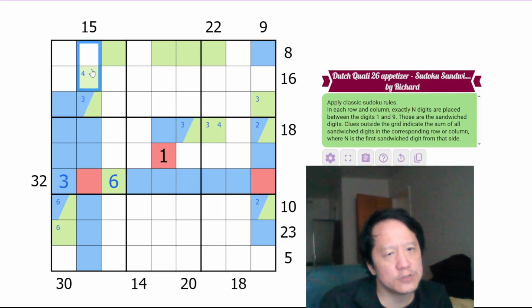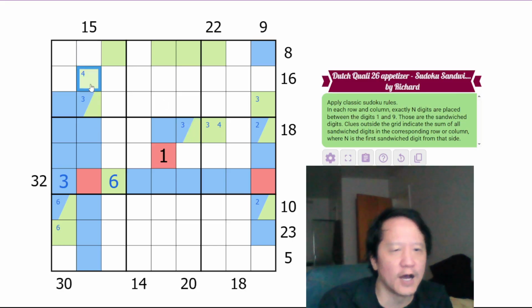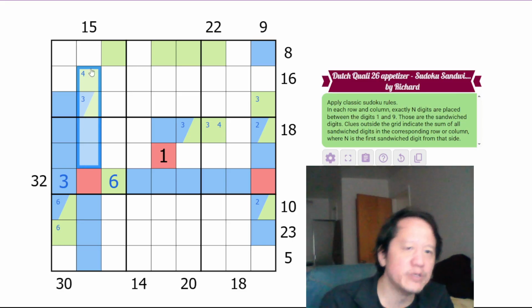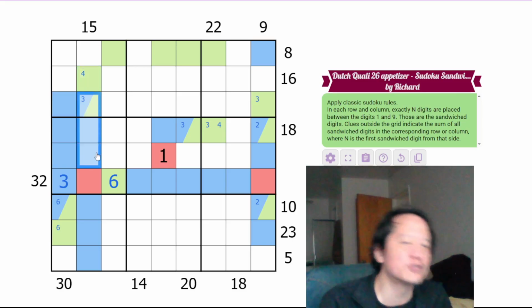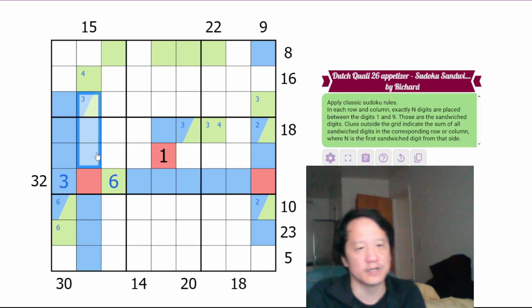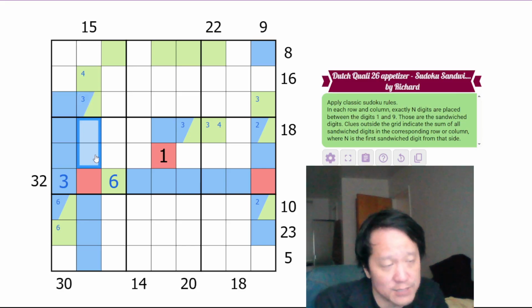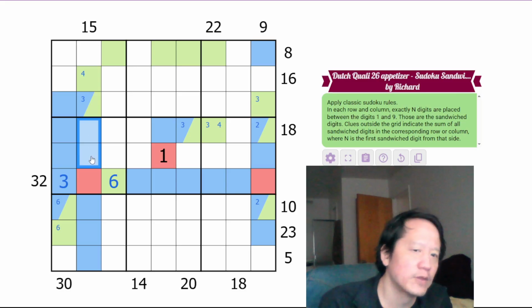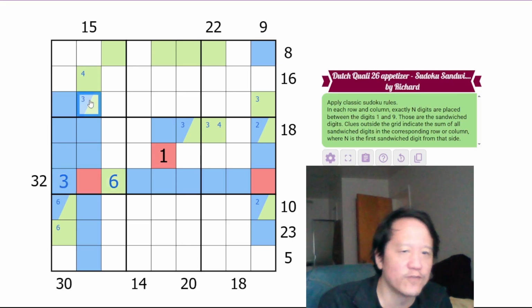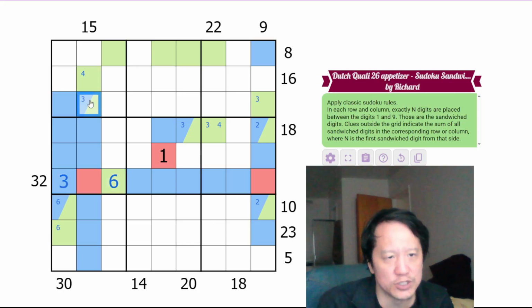4 digits. So if it's 4 digits, can this actually be 4 digits here, adding up to 15? And the answer is no. Because if we had 4 digits, the remaining 3 digits would have to be 2, 3, and 6. But 3 and 6 both cannot be here because we have a 3 and 6 in the box. So therefore they would both have to be that digit, which is not possible.